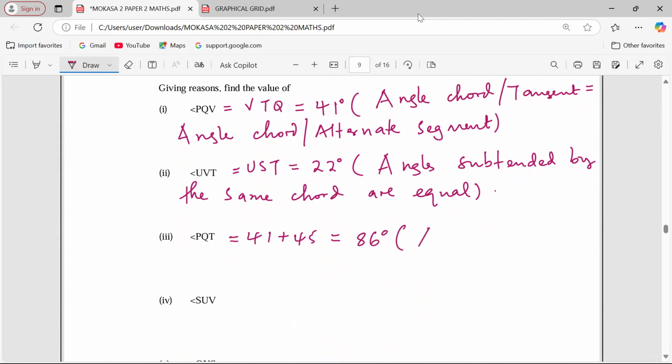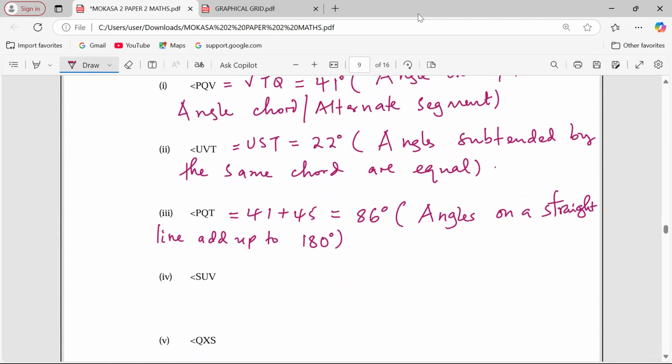The property that we have applied is that angles on a straight line add up to 180. Yeah, that's one of the properties we have applied.